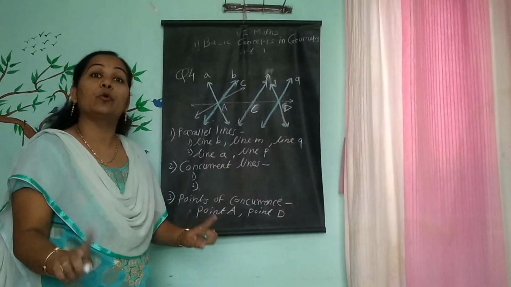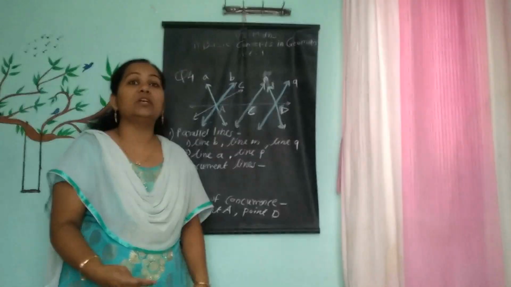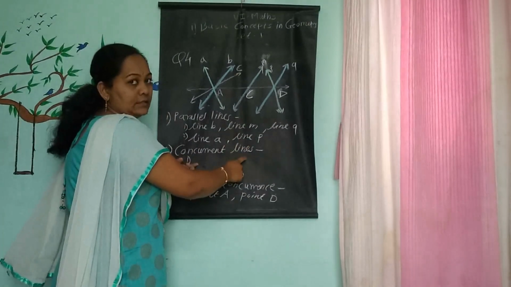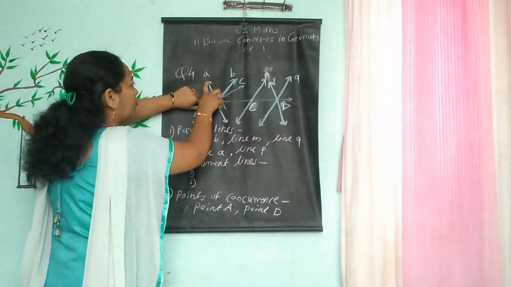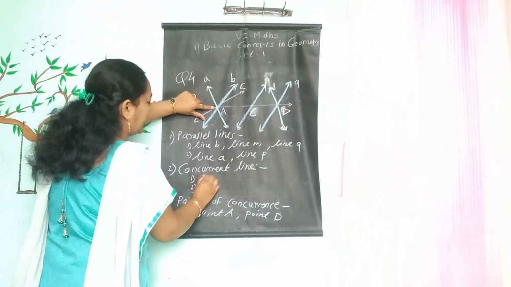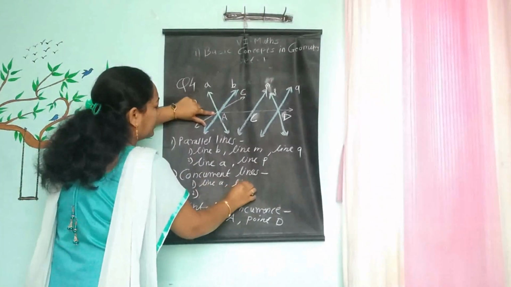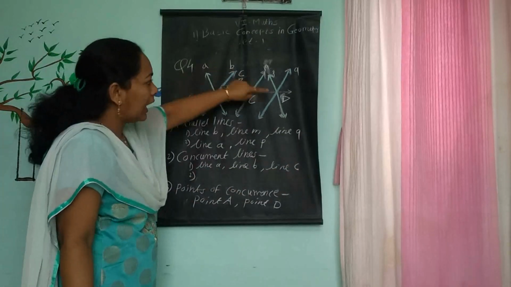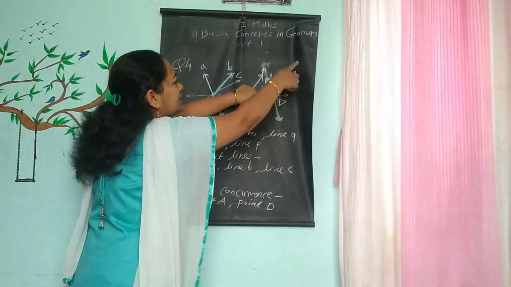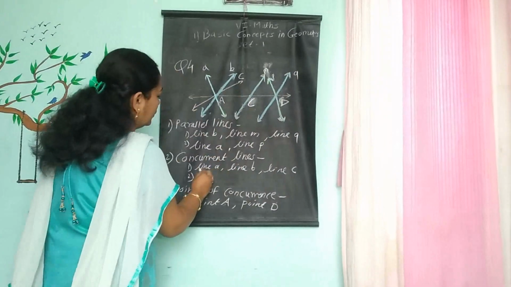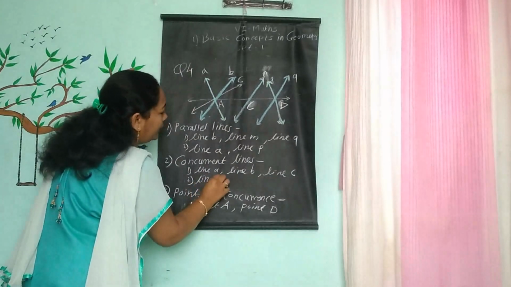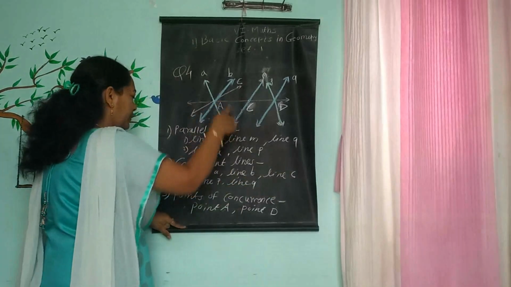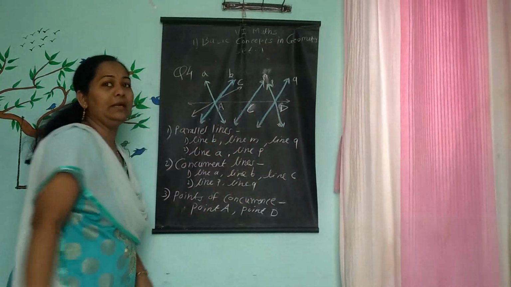These are 2 points of concurrence, and the lines passing through these points of concurrence are known as concurrent lines. So from point A which lines are passing? 1, 2, 3. We have to write here line A, line B, line C. And from point D, 2 lines are passing, that are line P and line Q. So second, line P and line Q. This A, B, C from point A, this P and Q from point D.